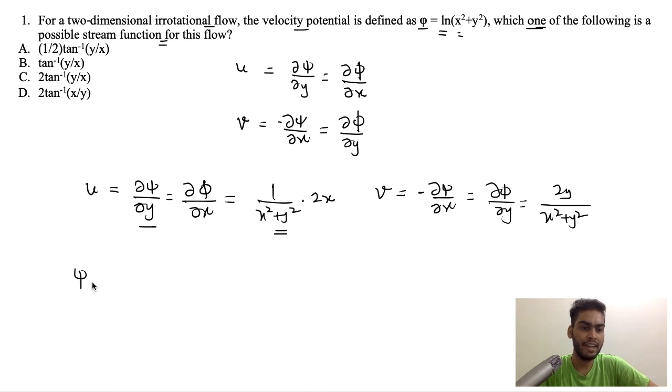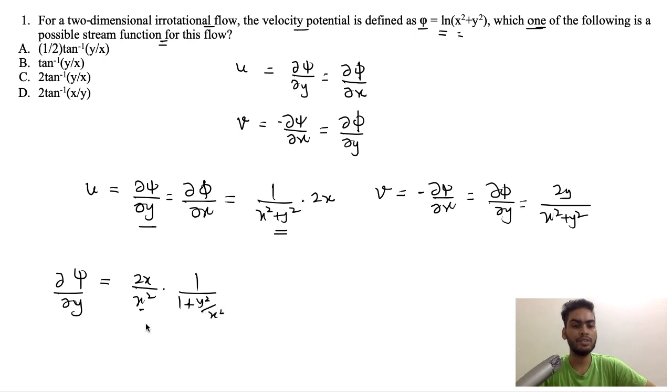So we have psi is equal to integral of this particular part. If we take one more step, we have del psi upon del y, and if we rearrange it, we can write it as 1 upon 1 plus y square upon x square. X square I have taken out. So it becomes a standard function, 1 upon 1 plus y upon x whole square.